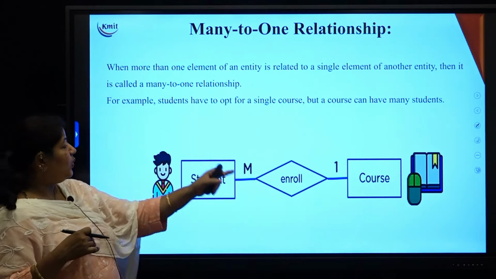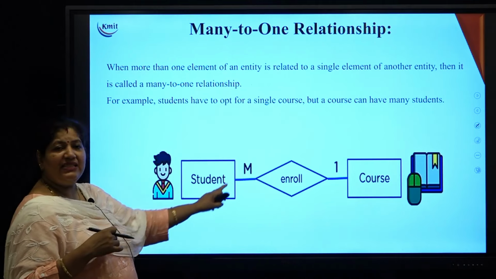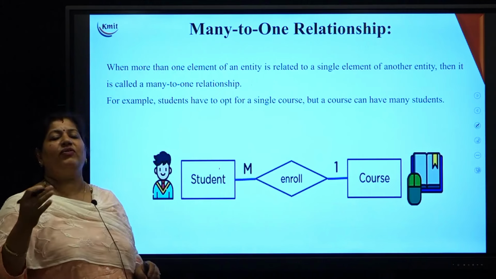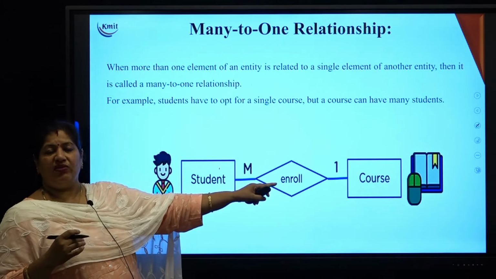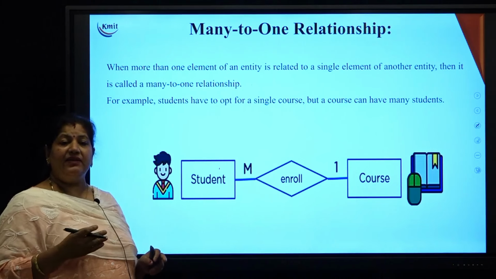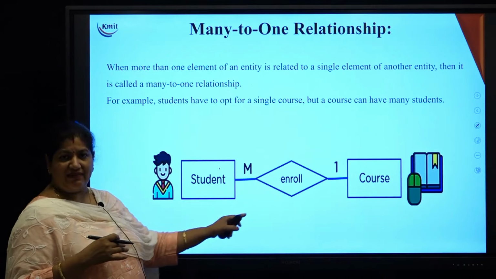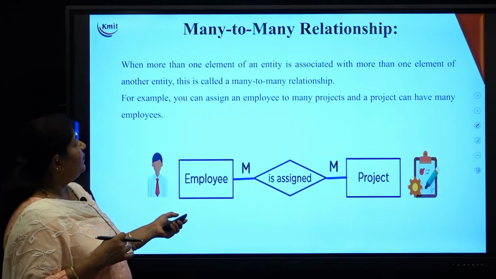Coming to many-to-one relationship, here multiple instances of one entity are associated with one instance of another entity. That is, many students take up a course. Many painters participate in an exhibition. So when we are talking about painters and an exhibition, we are talking about a many-to-one relationship.